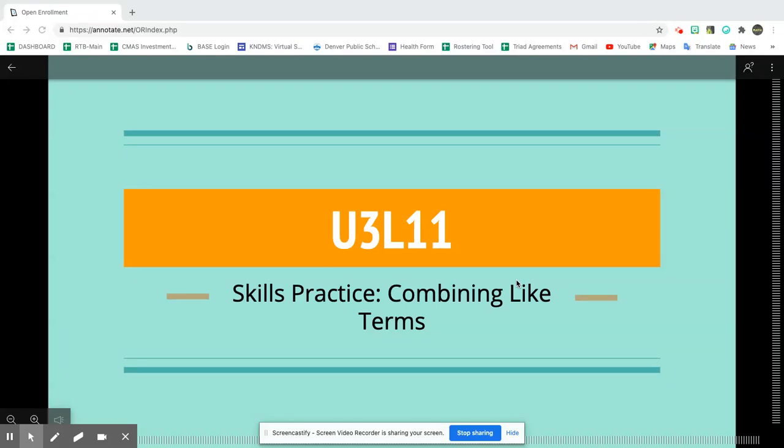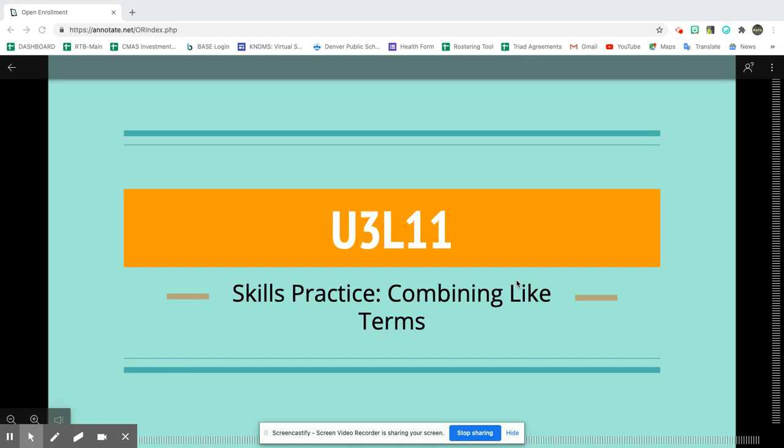Remember, this skill practice is based on the work we did yesterday on Unit 3, Lesson 11, which was combining like terms. So I know this may have been slightly confusing. We're going to get another chance, another at bat, to give it a little bit more practice. And hopefully the way I explain it today makes a little bit more sense and clears up any confusion that you may have had when you were going through yesterday's lesson.